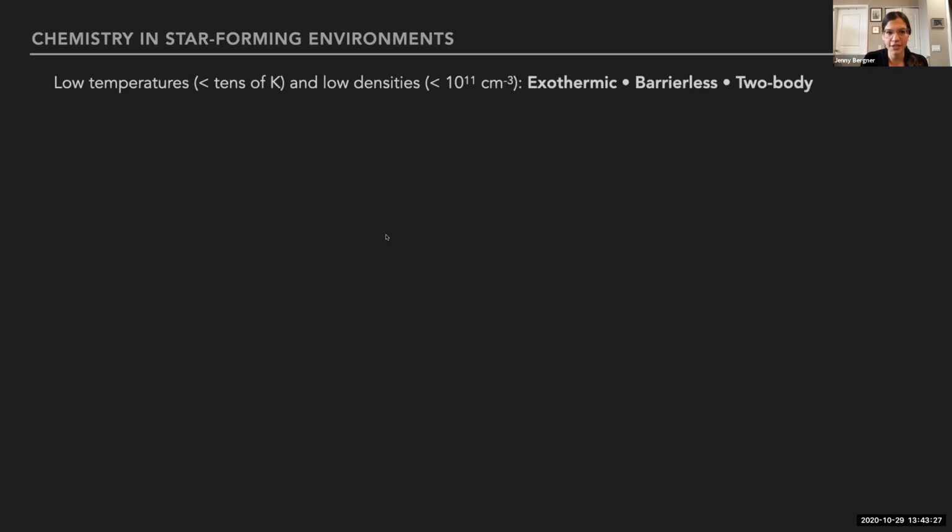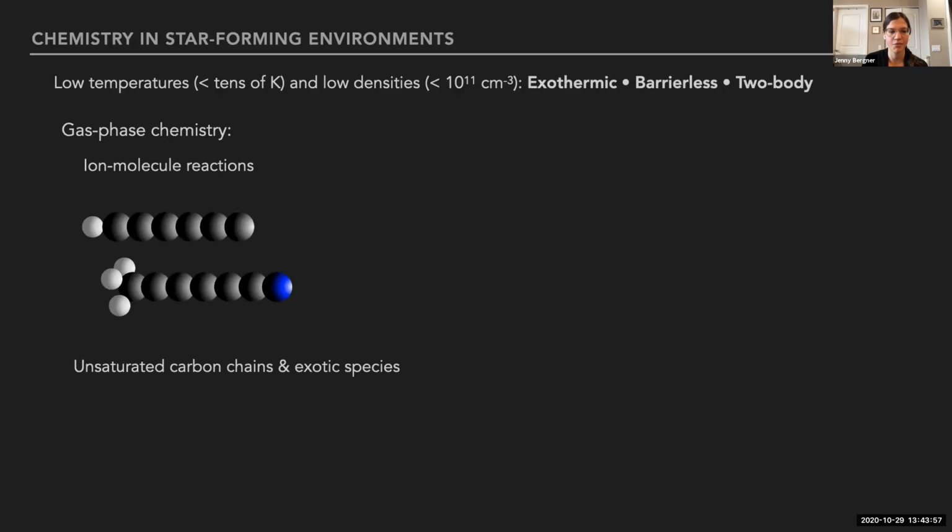So now that we have an understanding of these physical environments, let's think about what types of chemistry can actually proceed. The chemistry in these star-forming environments is pretty exotic, actually. We have very low temperatures and low densities, and this sets a couple of strict criteria for what kinds of chemistry can actually take place. So we know that reactions have to be exothermic and barrierless because of the low temperatures, and they have to occur when two bodies are colliding because you don't usually have high enough densities for three body processes to take place. So in the gas phase, the most effective kind of chemistry is reactions between ions and neutral molecules. And this leads to the buildup of these really exotic species, like these unsaturated hydrocarbon chains that you would never really see in a terrestrial environment.